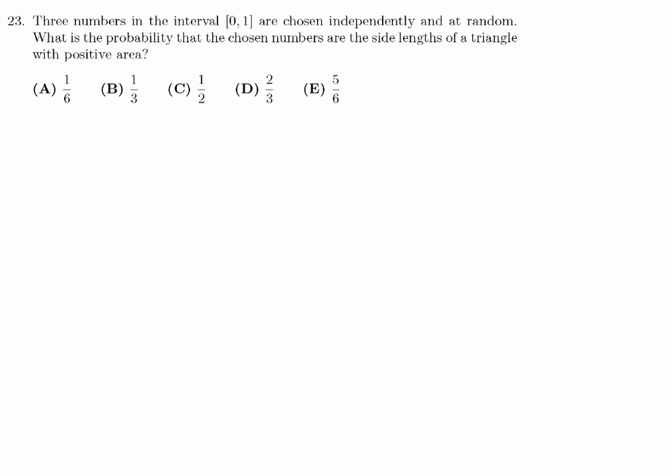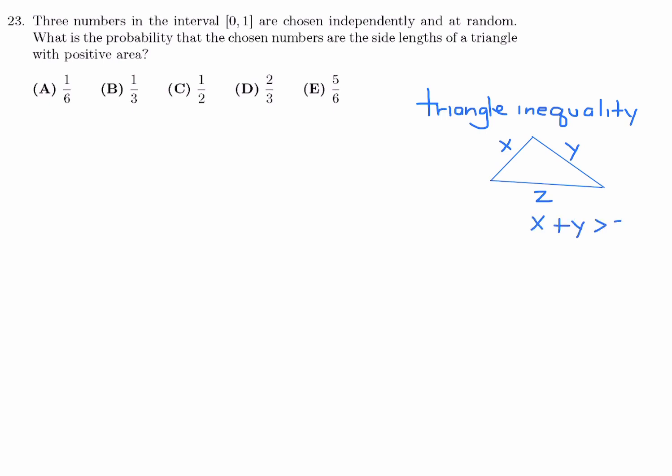3 numbers in the interval 0 to 1 are chosen independently and at random. What is the probability that the chosen numbers are the side lengths of a triangle with positive area? We have something known as the triangle inequality, and I'm sure you know about that. It basically says that if you have 3 sides x, y, z, the only way you can make a triangle is if x plus y is greater than z. So this is the way to make these triangles. But if z is, say, greater than or equal to x plus y, then the triangle inequality fails.